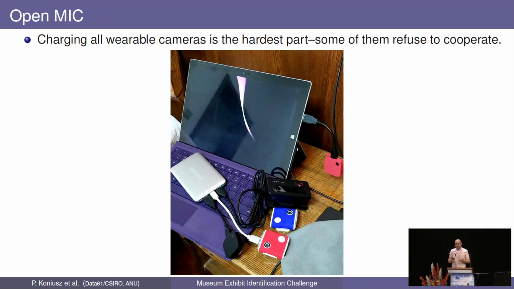So perhaps the biggest challenge of all was to find enough USB ports to charge all these USB cameras before the capture session.